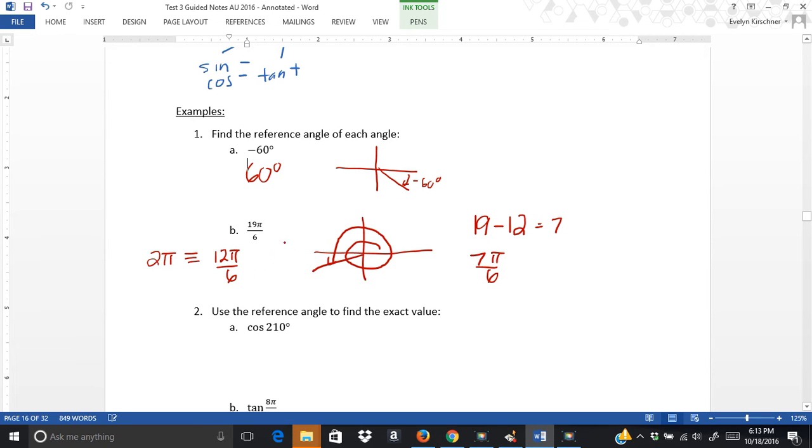So it turns out that my reference angle is pi over 6. But I know no matter what, since it's pi over something over 6, that my reference angle is going to be pi over 6. I'm just not sure what quadrant it's in.